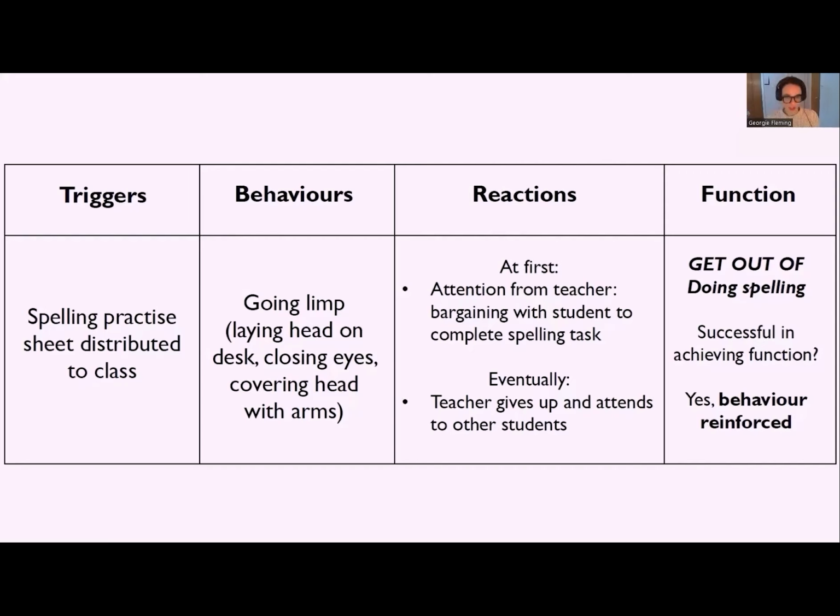So then we go, okay, function. This is a pretty obvious one. What has happened here is that the child has wanted to get out of, so escape or avoid, a task that they find unpleasant. And in terms of whether or not this has been reinforced, if the function is to get out of the spelling test and not do it at all, then yes, reinforcement has happened, because the teacher has gone, okay, you just sit, and if you can do it, you can do it. And they've walked away and left the child. So the function has been achieved, which means that potentially this behavior is going to happen again in a similar situation next time.